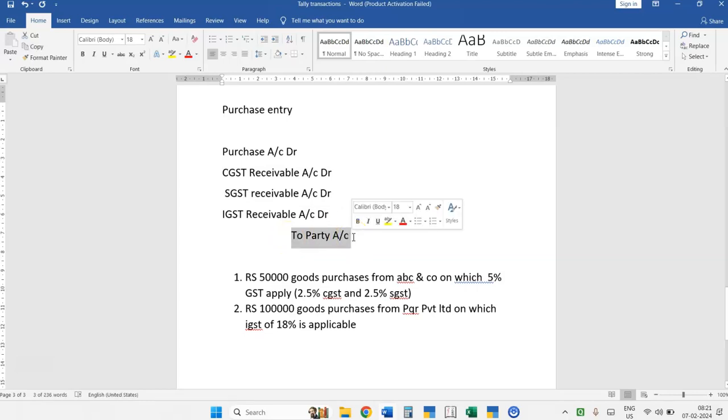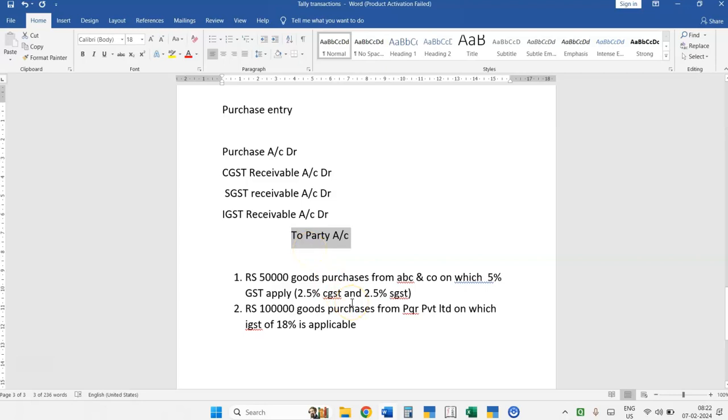Here the personal account rule is applicable. The person who is giving the benefit to our entity, their account will be credited. So what will be the entry? Purchase account debit, GST receivable account debit, to party account.